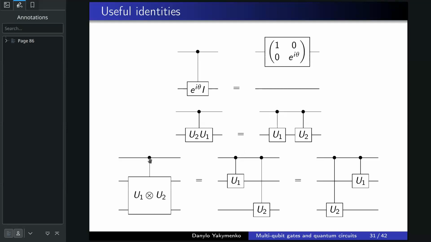If we have the controlled version of a tensor product of two operators, suppose, for example, U1 acts on this second qubit and U2 acts on this third qubit, and we control it, then it is the same thing as two operations: the controlled version of U1 just on this second qubit and the controlled version of U2 on this qubit. And the order actually doesn't matter, because we clearly see which qubit each unitary acts on.